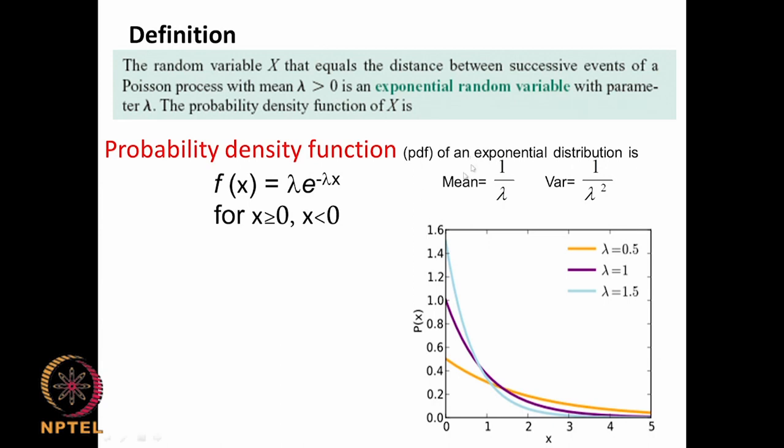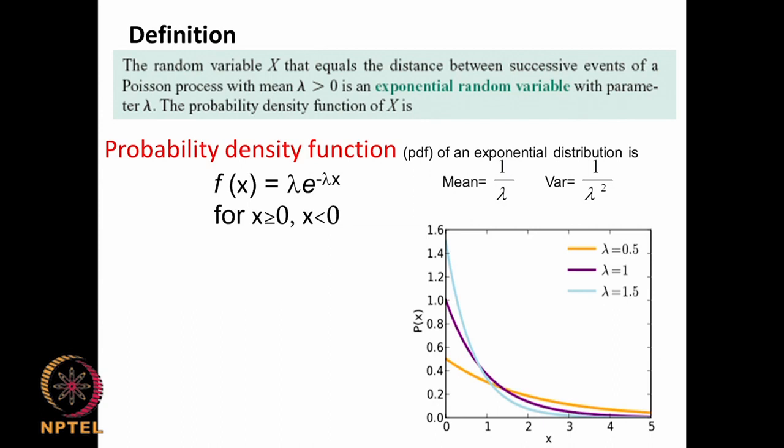The probability density function comes up with a relation like this. You have lambda e power minus lambda x. If you remember, in Poisson distribution we had only one term, lambda. Exactly, this also has only one term, lambda, and the probability density function for x is defined for x greater than or equal to 0. Generally the graphs look like this, they will be falling down for different values of lambda. The mean for this function is 1 by lambda, and the variance is given by 1 by lambda square.